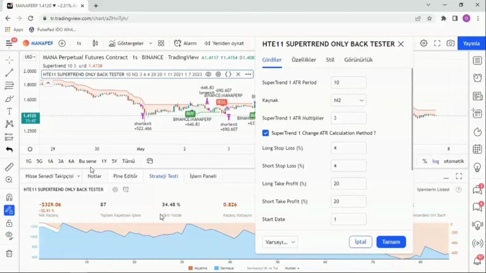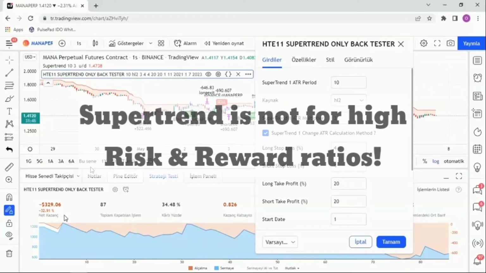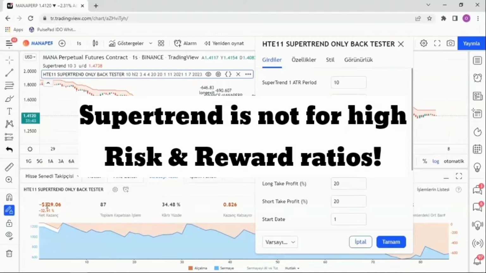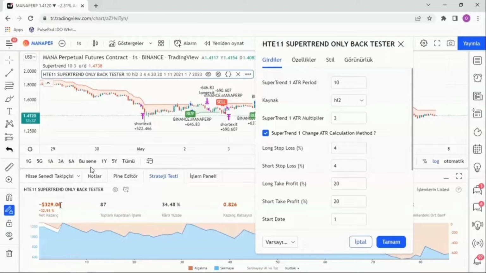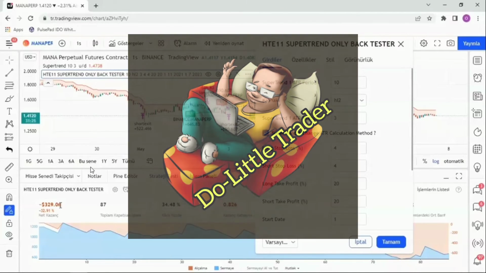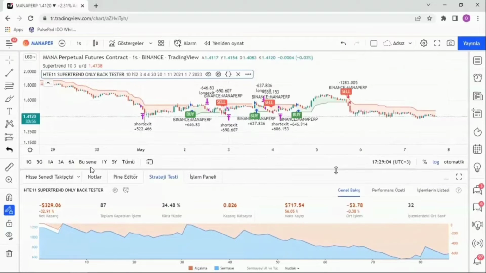By looking at these results, we can at least say that if we are willing to use Supertrend on its own, then we should go for low risk and reward ratios like 1 to 1. It helps us catch small trends, not the big ones. By the way, you can check the results on any coin by yourself too. Okay, now let's take a look at how Doolittle traders would use Supertrend on their trades.